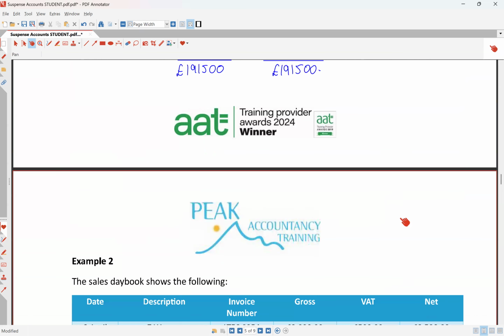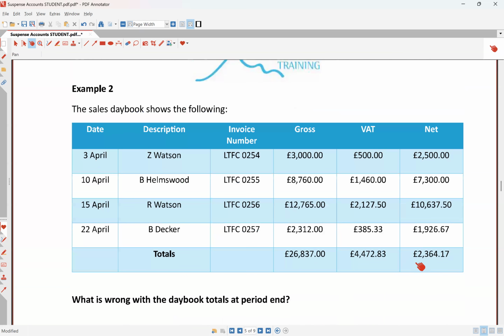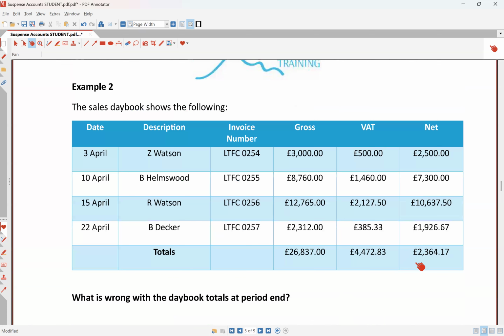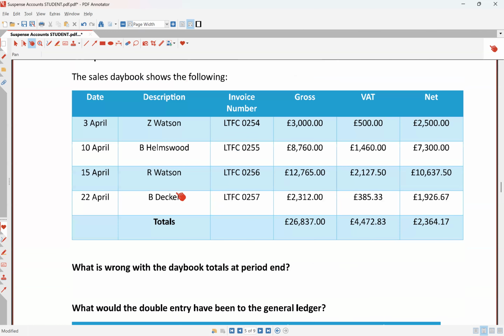Now, let's have a look at another example. Again, following that process through we talked about before, we've taken our source documents, the sales invoices, we've put them in our sales day book here, and we've got some totals. So in example 2, the sales daybook shows the following. So I've got 4 invoices and my totals have been done for me. What is wrong with the daybook totals at period end?